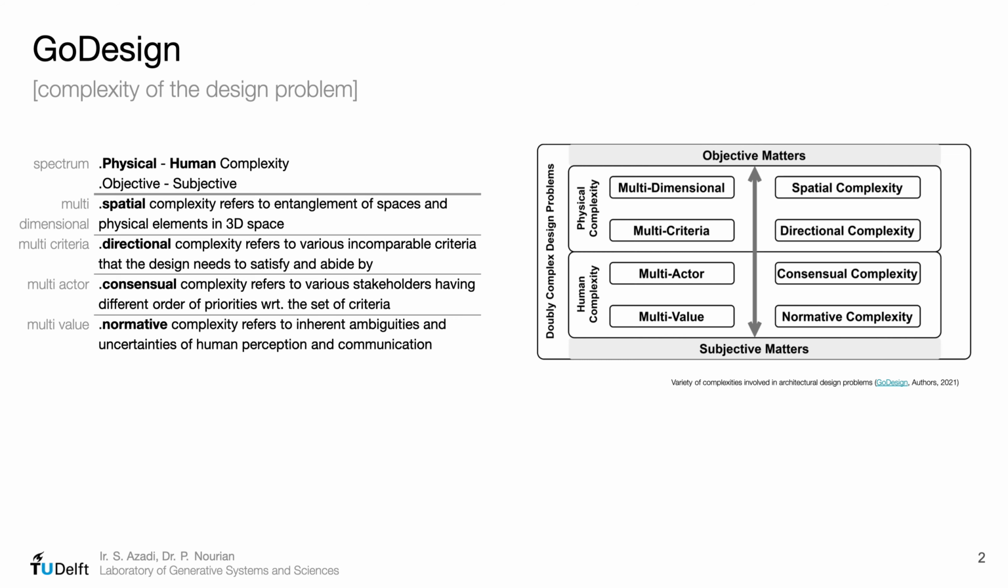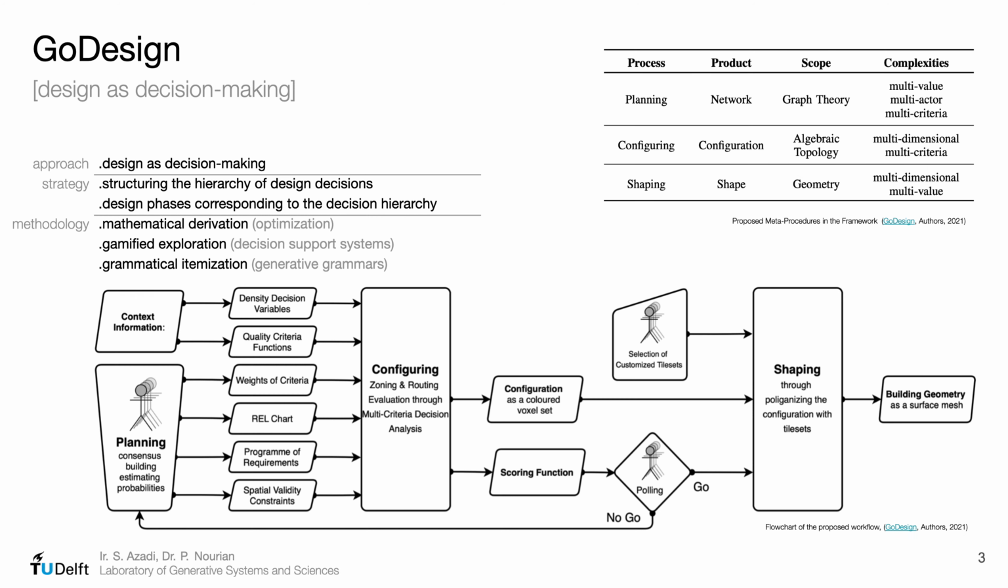By adopting the decision-making perspective, we slice the design process into discrete decisions, each one of which can be formulated mathematically to appropriately address the relevant complexities involved. Furthermore, we propose to prioritize abstract decisions over more concrete ones to reduce the interdependency of decisions in the design process and consequently decrease the complicatedness of it. We propose a three-phase hierarchy: planning, configuring, shaping. I will elaborate on each one of these phases in a moment.